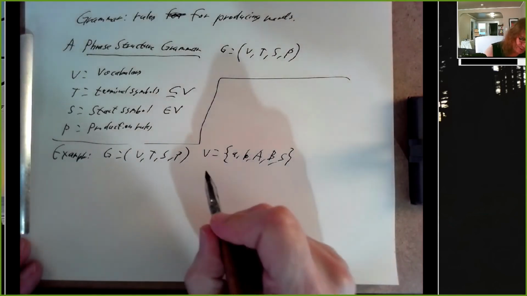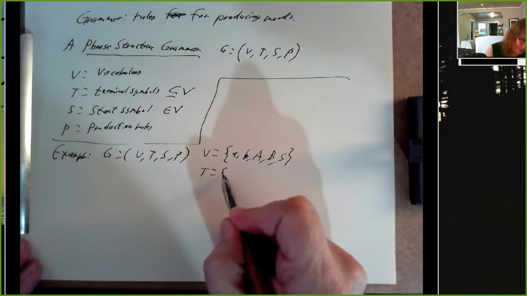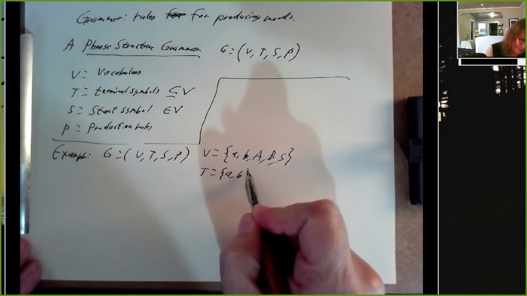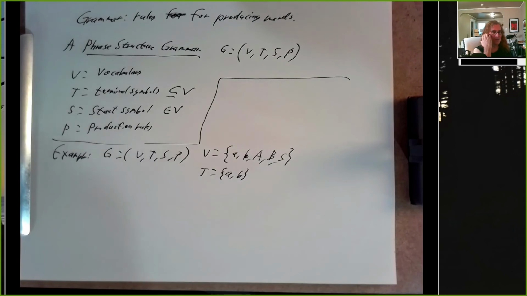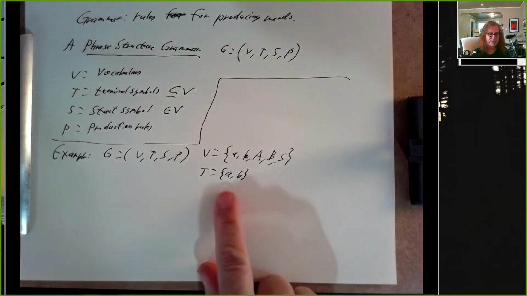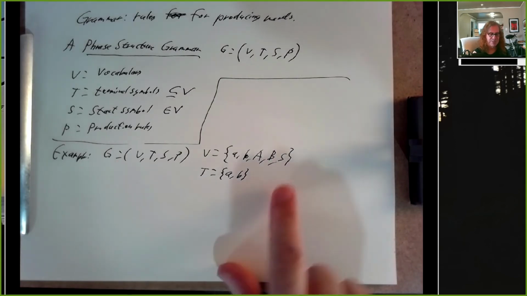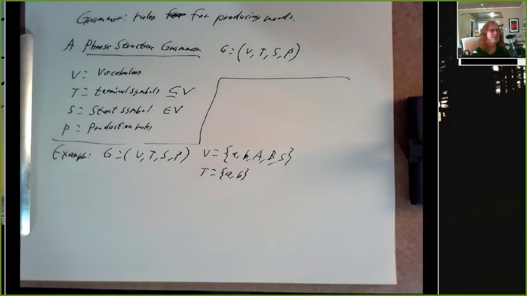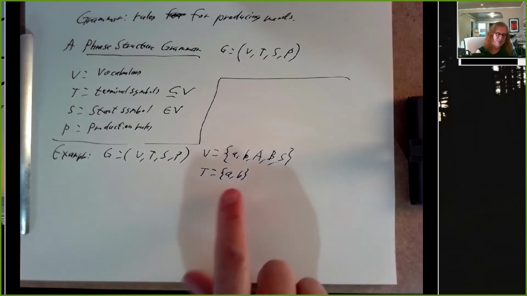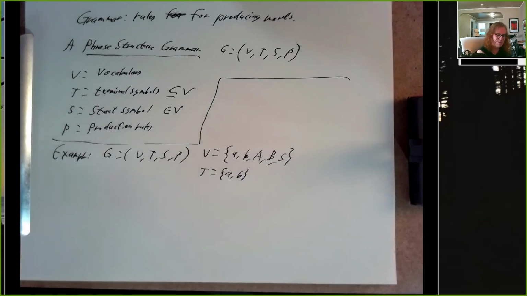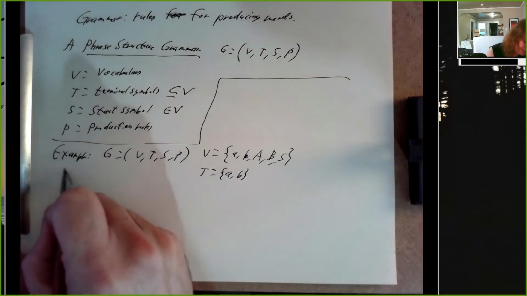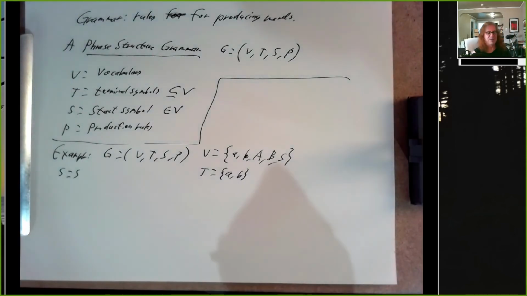So our terminal symbols, in this case, are going to be little a and little b. This means that our actual words in our language are going to be made up of just these symbols here. Okay, A, B, and S are sort of temporary symbols that we can use in interesting ways. But the things that we come up with in the end, the words, are going to be composed of just those terminal symbols. All right, our start symbol is going to be S. That's usually not very interesting.